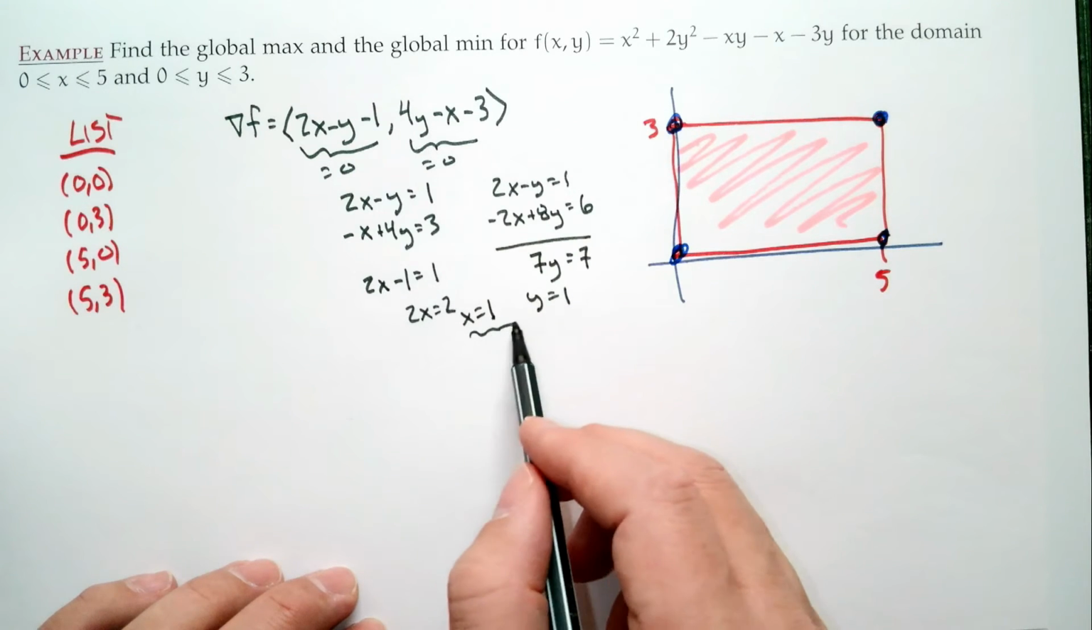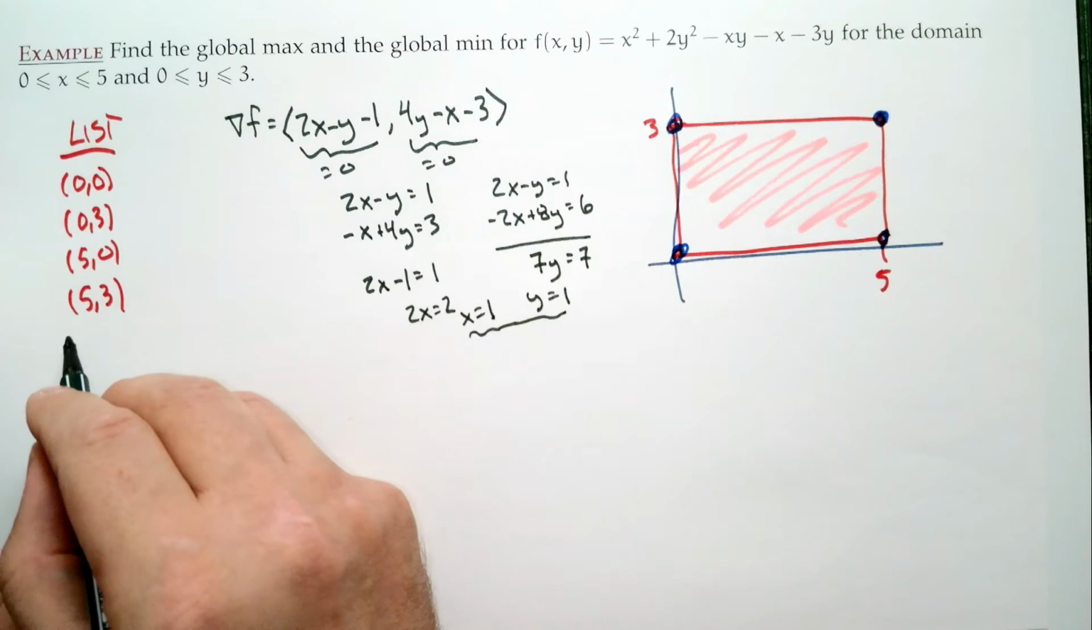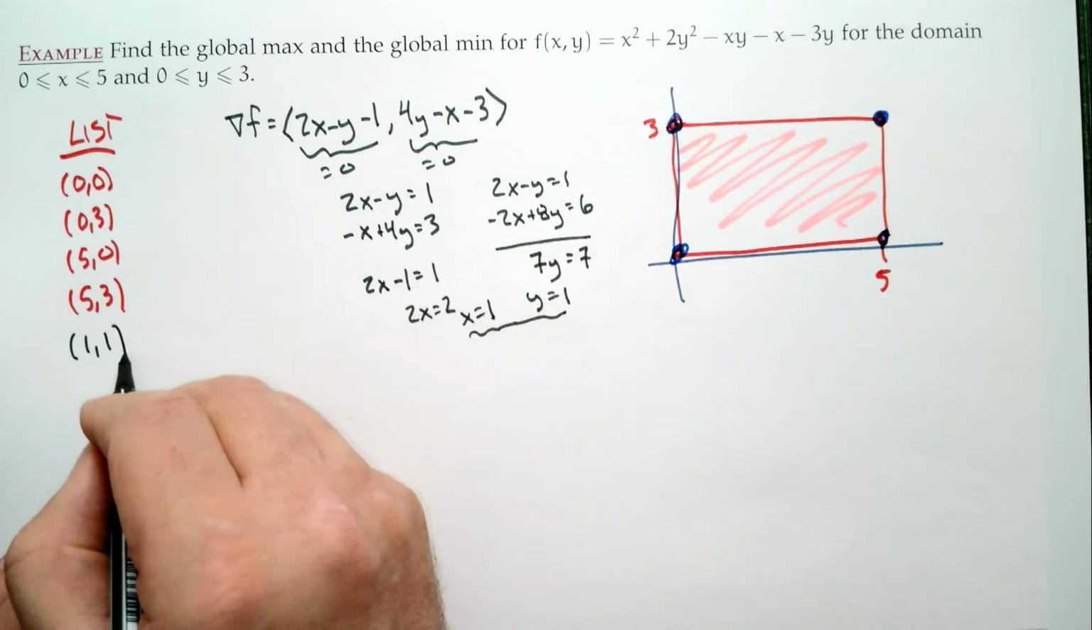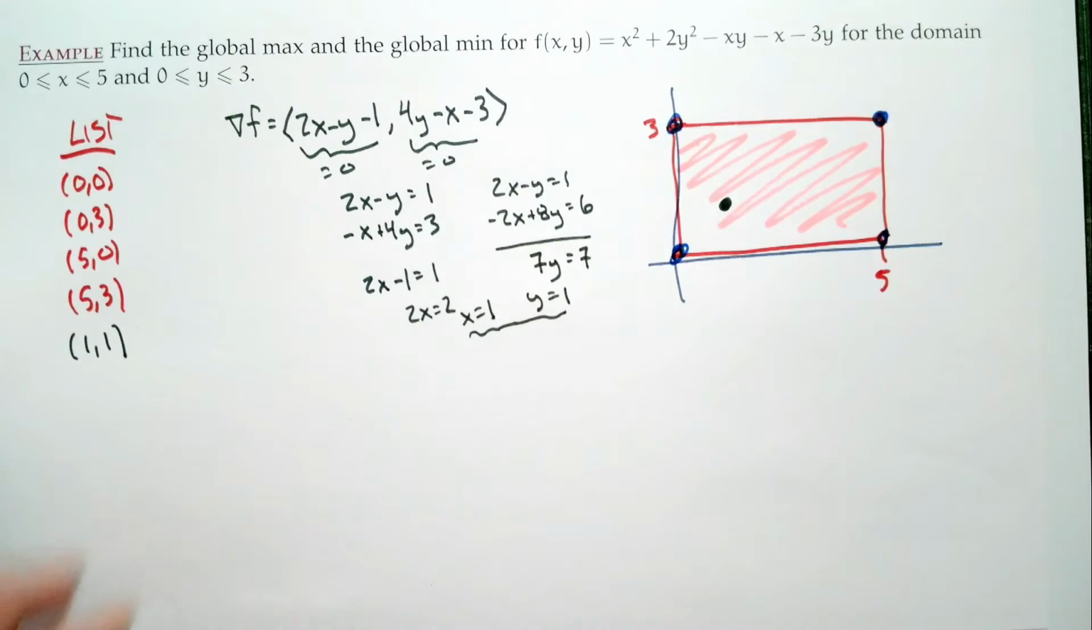Which means that in the interior, there's only one place where the gradient is 0, and it's at a very convenient location. It's at the point 1, 1. So we add that to our list. And I'll go ahead and mark it. There we go. There's 1, 1. So now we have our interior is done.